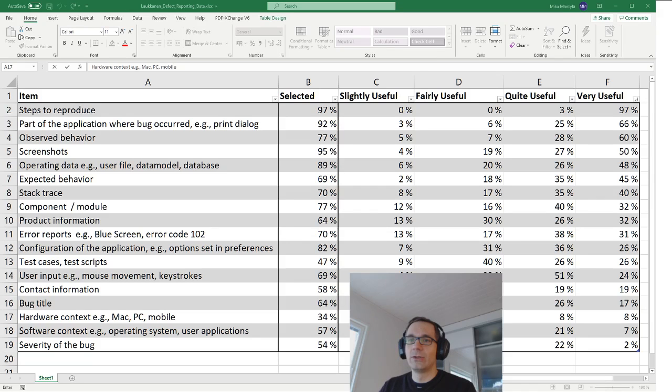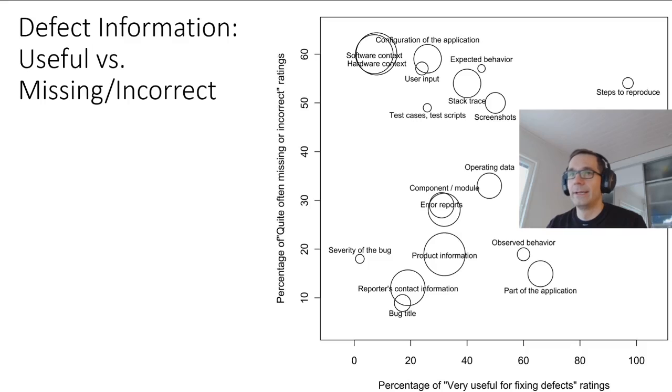But there is obviously another dimension as well. And this other dimension is whether this information is missing or incorrect. So we can formulate a chart of the usefulness of the information versus how often the information is missing or incorrect. And why this is important is that if information is useful, but in defect reports it's always present and always correct, then there is really no problem. But if the information is useful and is often missing or incorrect, then there is a problem.